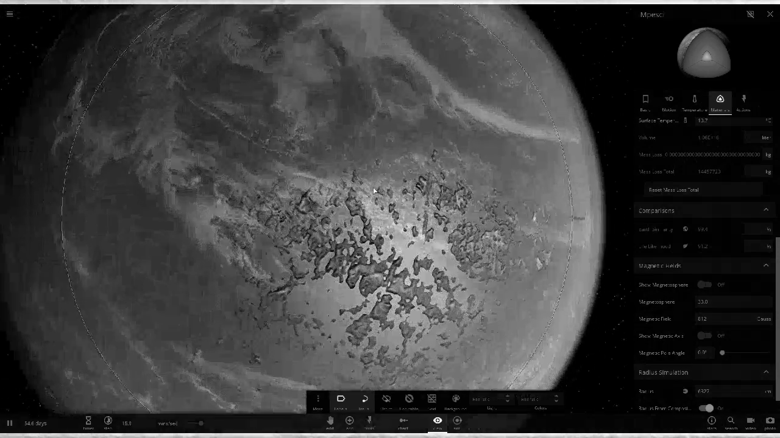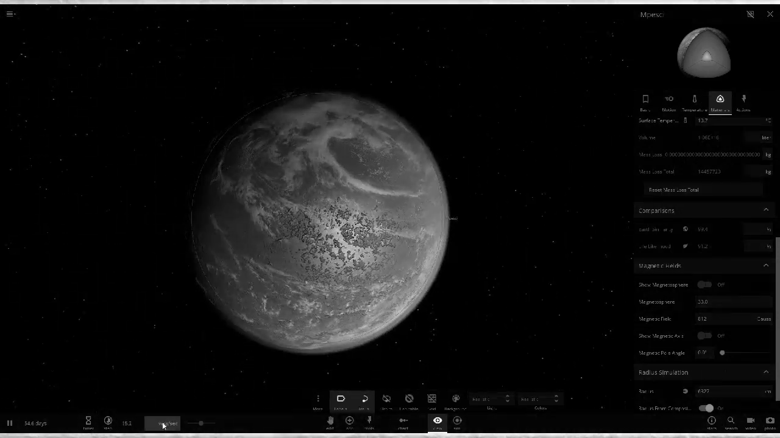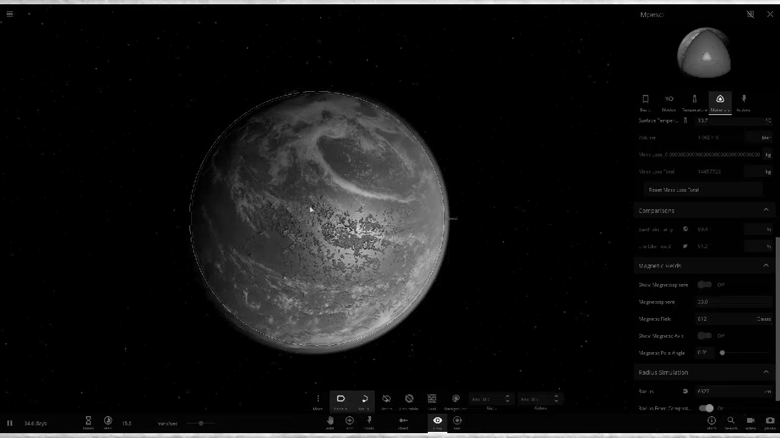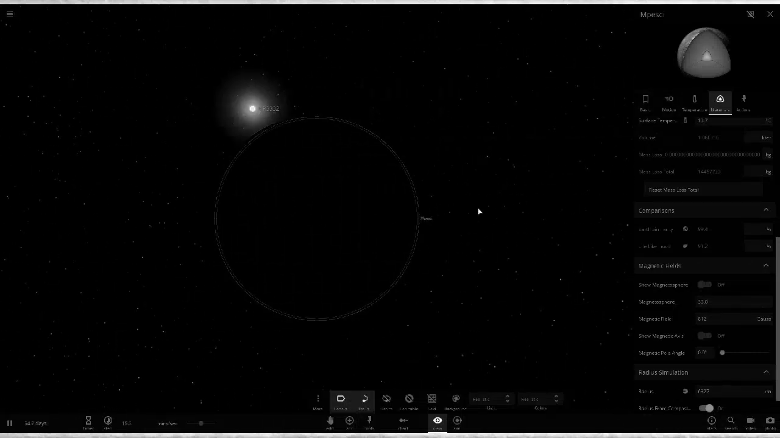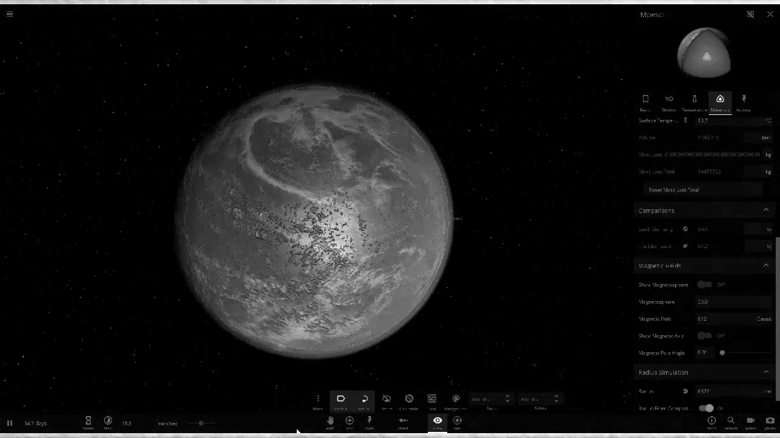So that, my friend Ronan Patterson, is how you terraform a planet in Universe Sandbox 2.